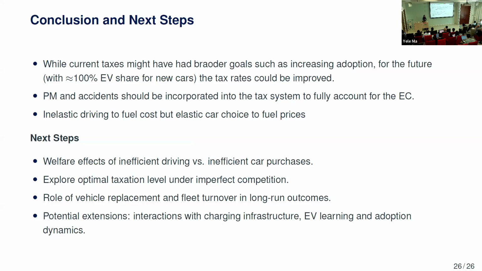Okay, so I'm going to conclude. While the current taxes might have had other goals like adoption, for the future, if we only have electric cars, we might have to think about our tax system. Incorporating PM and accidents externalities for the electric cars will be important to fully internalize those externalities. And driving is quite inelastic to fuel prices. We plan to do more decomposition of what part of the welfare is being affected by the driving, and what part more from the car choice, but this is work for the future. So thank you very much.